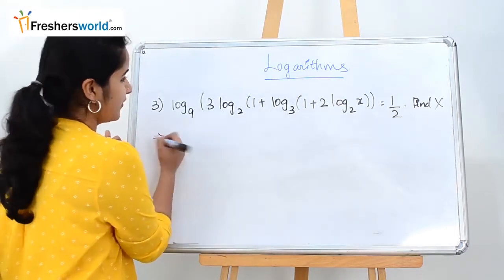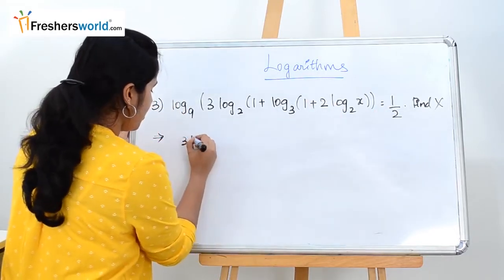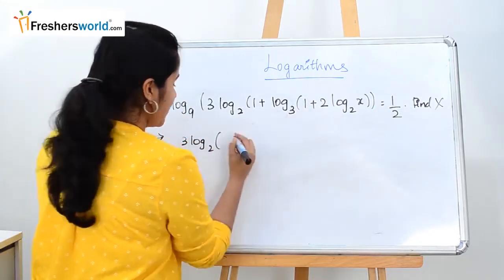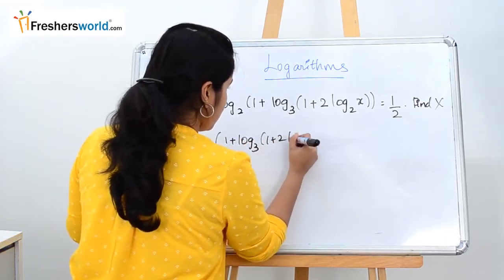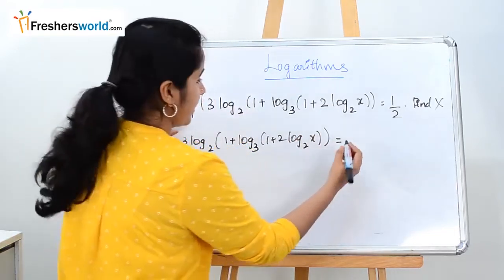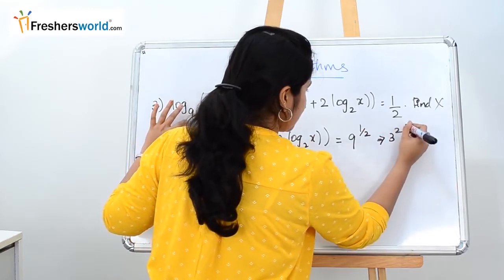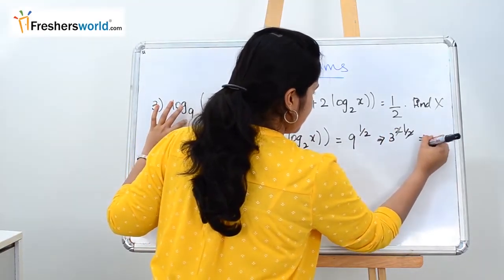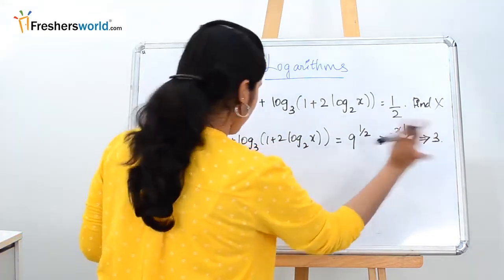So first step, what we're going to do, we can take 9 over there. So this becomes log 2 into, write the equation as such now, log 3 of 1 plus 2 log 2x equal to 9 power 1 by 2, which can be written as 3 square power 1 by 2. These get cancelled and it becomes 3. So your left hand side you have this and your right hand side becomes 3.